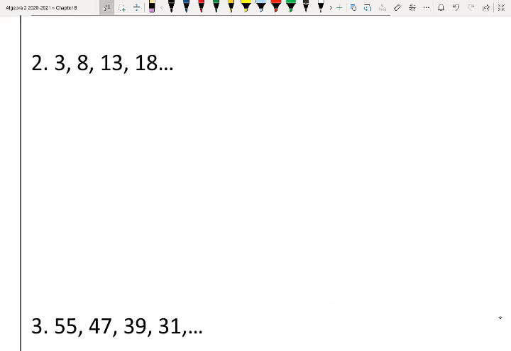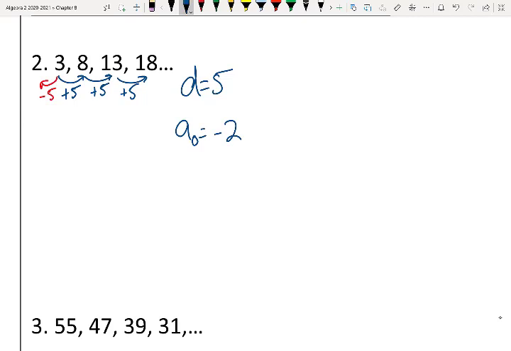So here for number 2, we've got 3 to 8, so that's adding 5. 8 to 13 is adding 5. 13 to 18 is adding 5. So we can see that our common difference, d, is 5. Again, if we had to work backwards a term, that a sub 0 would have to be 5 less than 3. So that tells me that a sub 0 would have to be -2, because -2 plus that 5 would give me 3. So that means our equation, our answer, should be a sub n equals 5n minus 2.